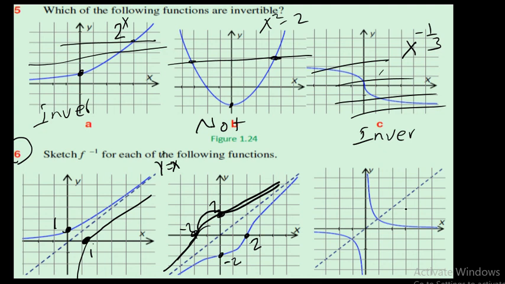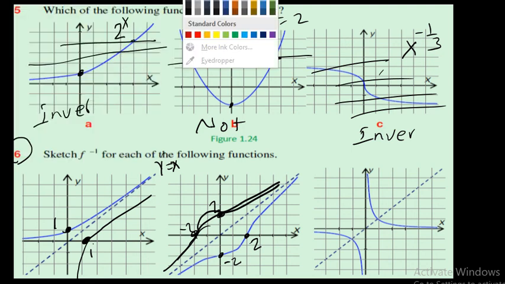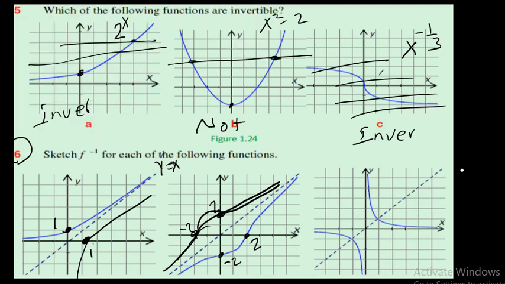Then here, the mirror line y = x is given to us. Try to observe: this function is the inverse of itself. The graph of this last function is the graph of 1 over x, the function y = 1/x. So they are inverses of each other.